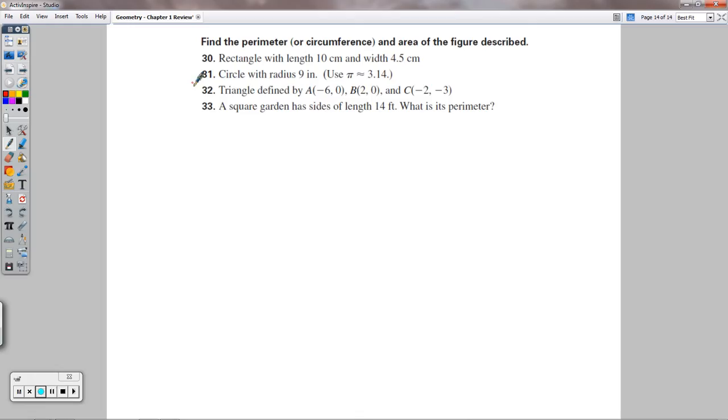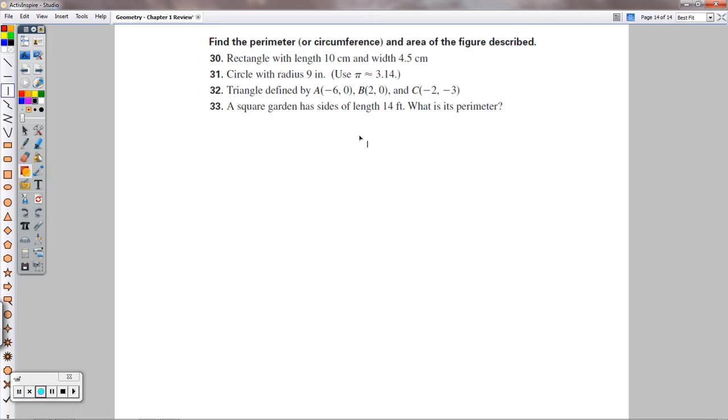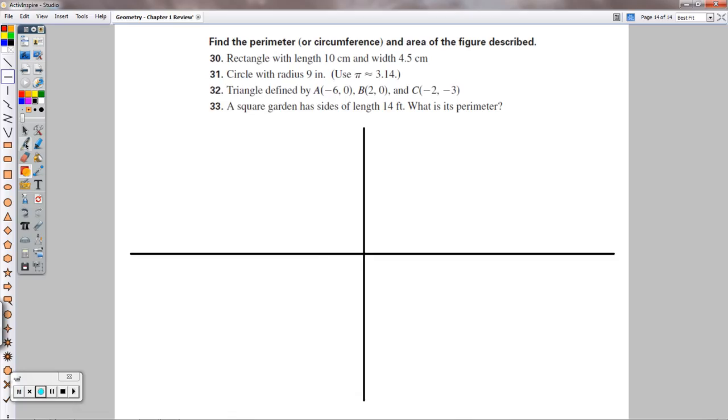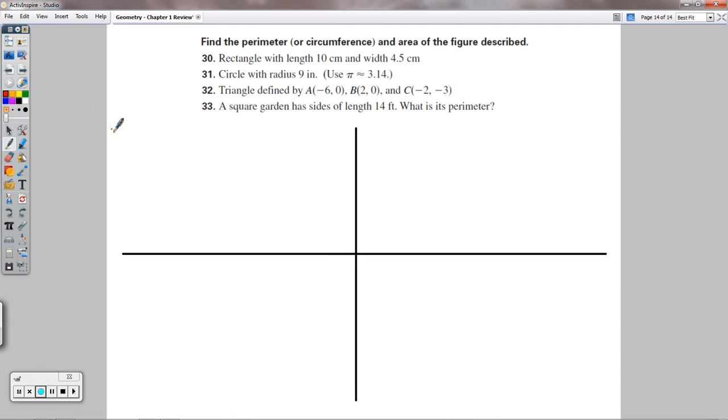And then finally, our last batch of questions here, 30 through 33. Find the perimeter or circumference and area of the figure described. I'm going to draw in some stuff here just to make it a little easier to keep things clear. I've got a rectangle now. I'm going to draw pictures for each one of these as best I can. I'm just going to go freehand.